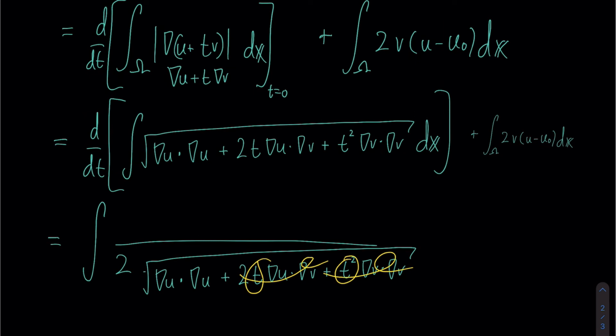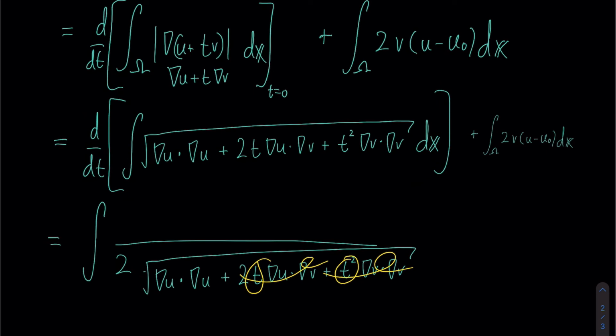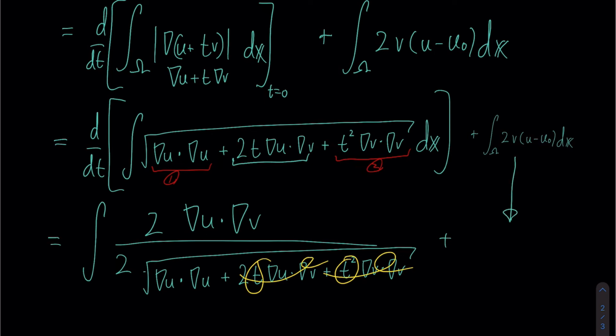On top, we have to calculate the derivative of whatever's inside with respect to t, and then evaluate at 0. Remember what we said about ignoring terms? When we're calculating the derivative of whatever's inside, we can ignore this part and this part. The first part because there's no t, the second part because t has a power. So all that's left is here. We derive it with respect to t, and so we get 2 times nabla u nabla v, plus this part.